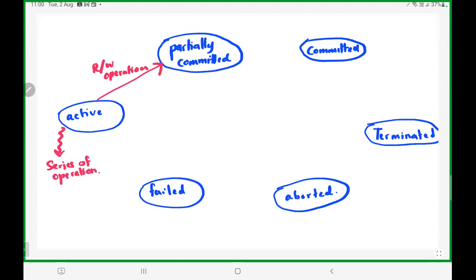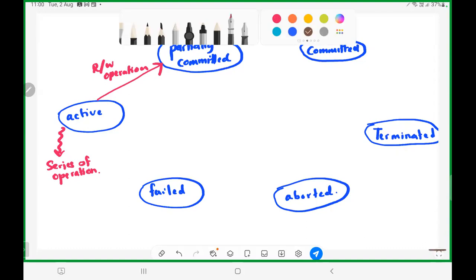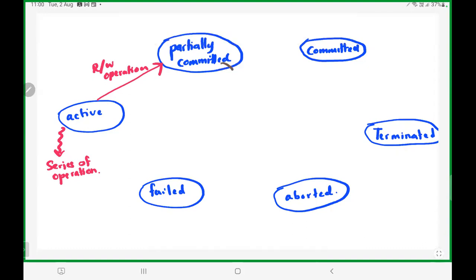It is half done. So this one is not permanent. Here, it is not permanently saved in the database. It has not yet fully gone through and been saved.